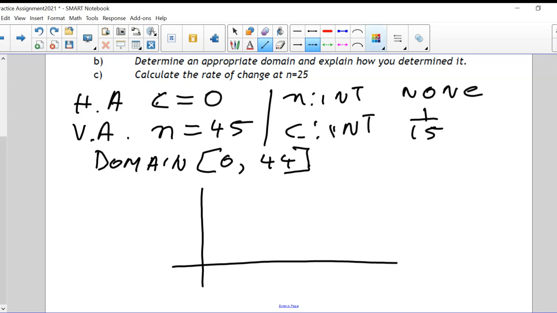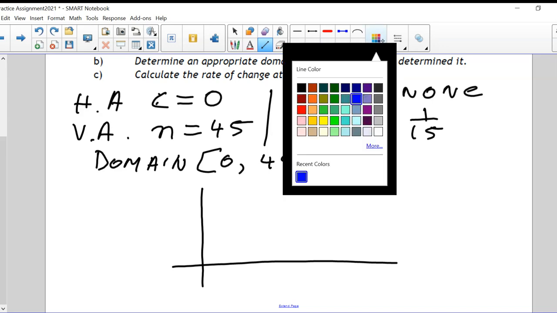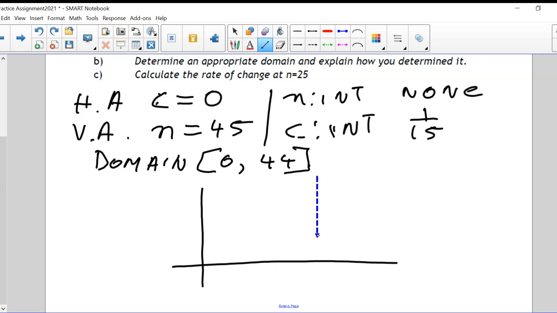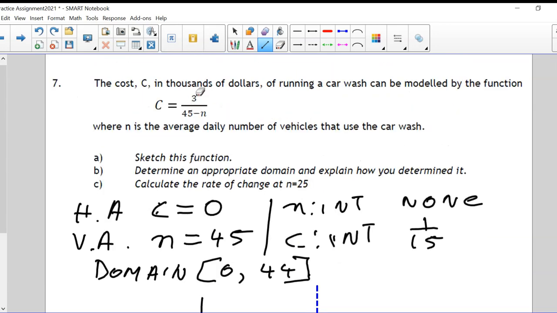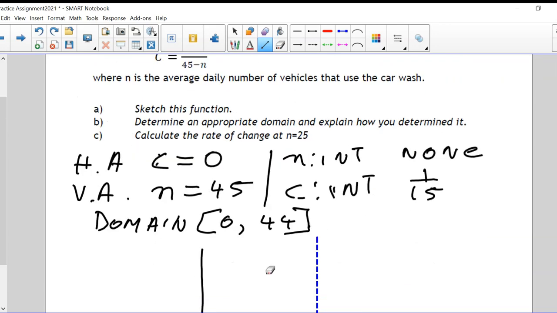Right, so let's see now. I usually use blue, so we'll use blue. It looks something like that, and that's at 45. And we also said that there was the C equals 0 line. So the other asymptote is actually right here on the horizontal axis. So far, so good. There we have the two asymptotes, and remember, if it's something like this, then it means it's going to be diagonally across from each other.